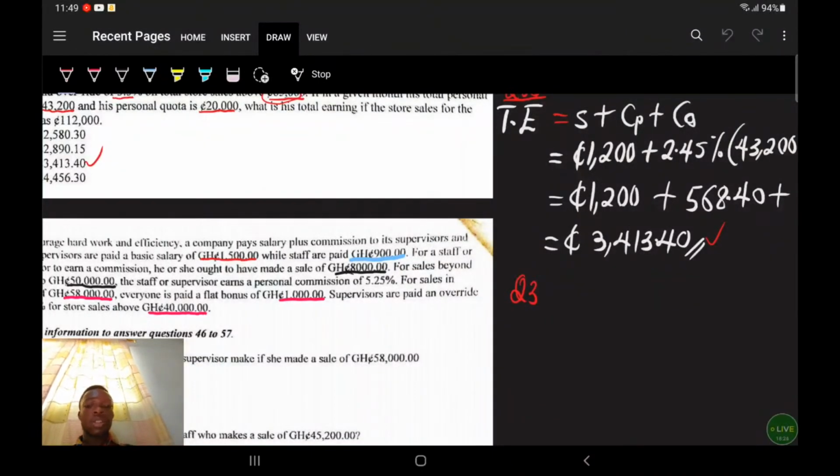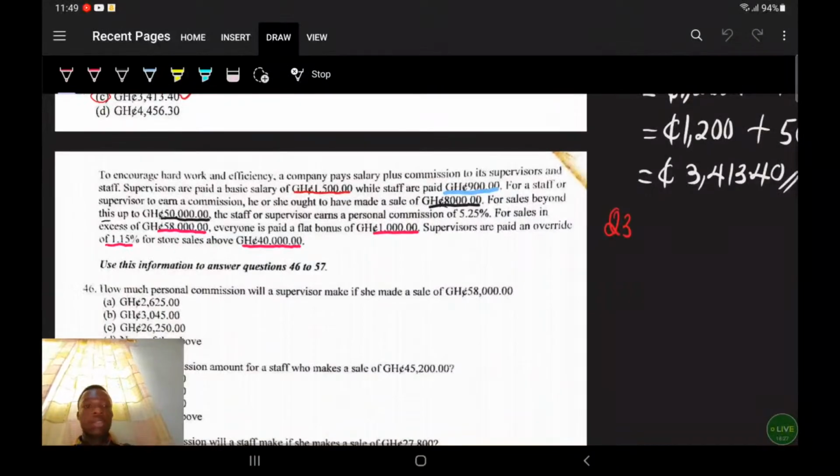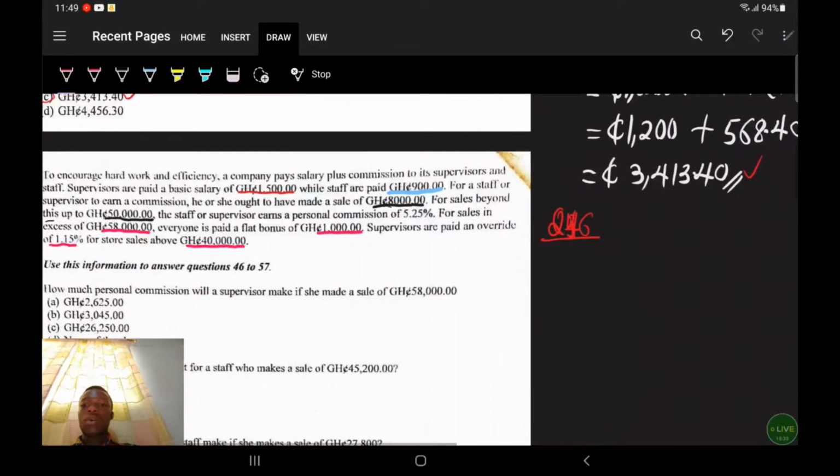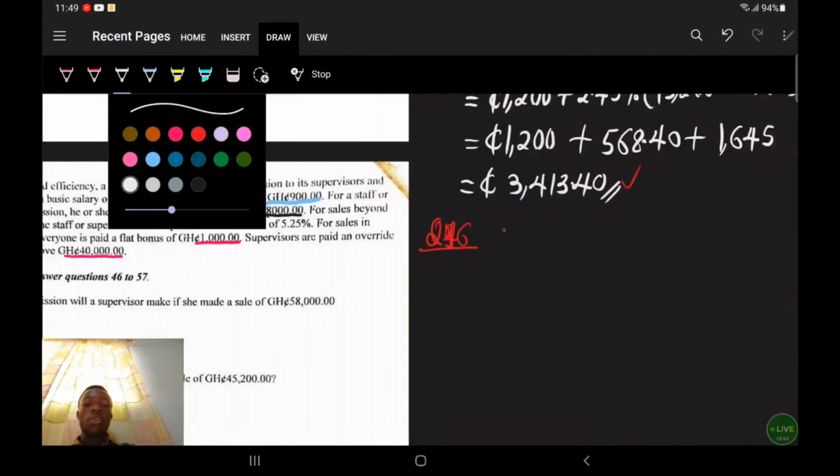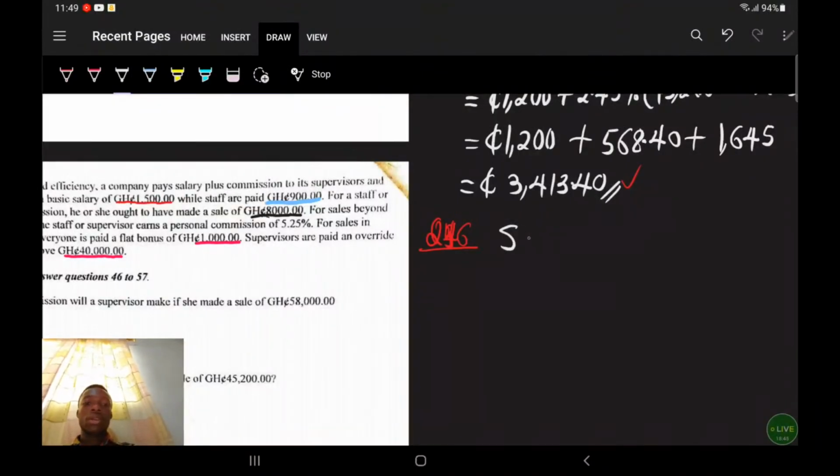It's going to be question 46, right? Question 46. So now we know that the supervisor made sales of what, 58,000. So we know the sales is going to be 58,000 Ghana cedis, right? Good.